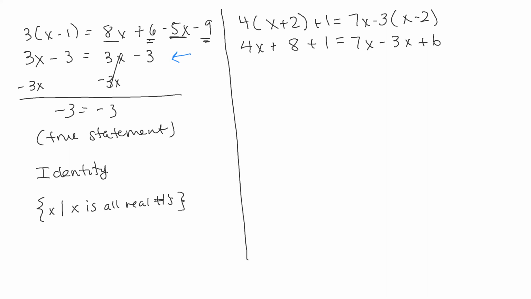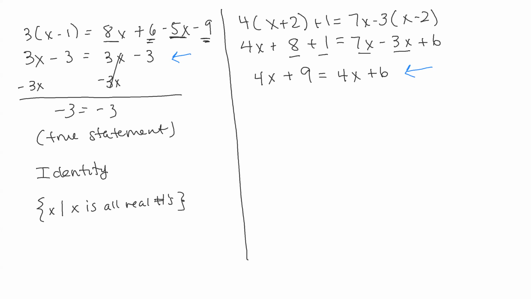Okay, so now we want to combine like terms on the left and the right. So on the left, we have 8 and 1 that can be combined. So the left-hand side simplifies to be 4x plus 9. 8 plus 1 is just 9. On the right, we have 7x and 3x that could be combined. So 7x minus 3x is 4x, and then drop down your plus 6. So again, to the diligent mathematician, you can see at this point that something's going to happen, but at this point in your math career, go ahead and finish the solving process.